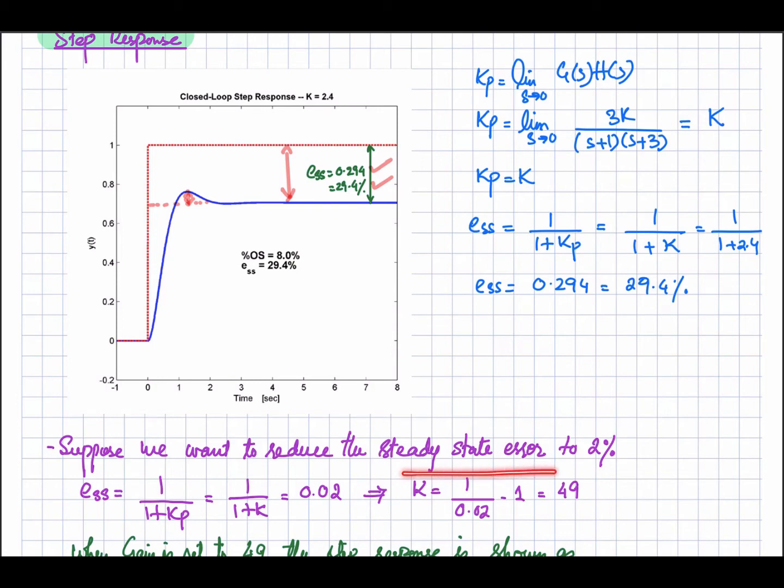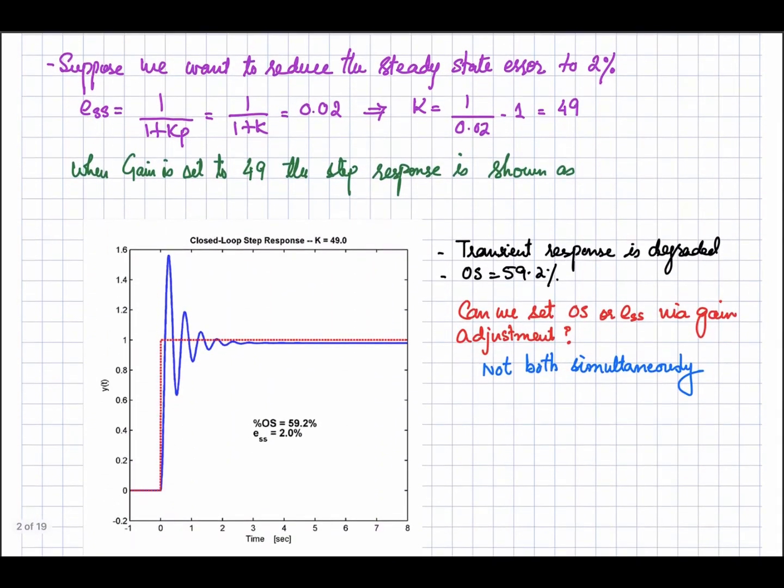So gain k comes out to be 49. If we set the gain equal to 49, the response of our system will be improved, and there will be only 2% steady state error, right? Now let's look at the step response obtained in MATLAB for the same system. Here you can see that if we change the gain k to 49, our steady state error is reduced to just 2%.